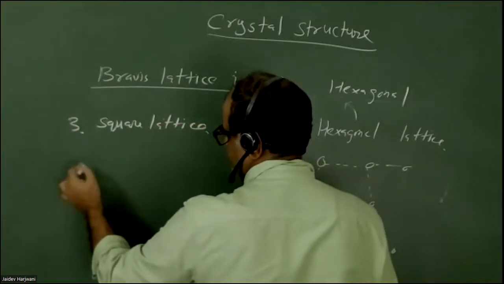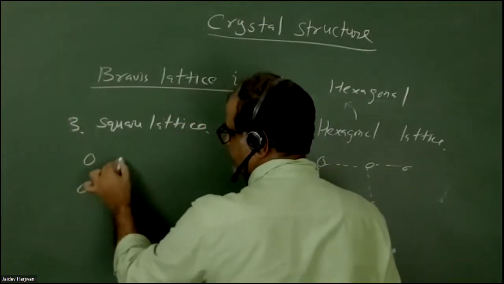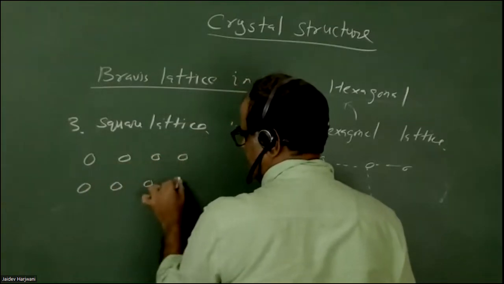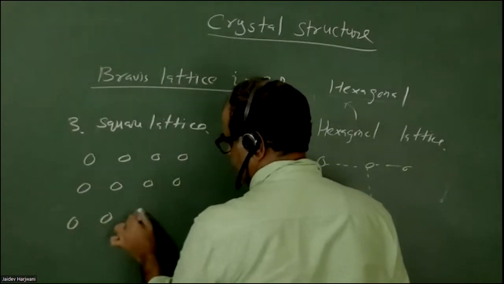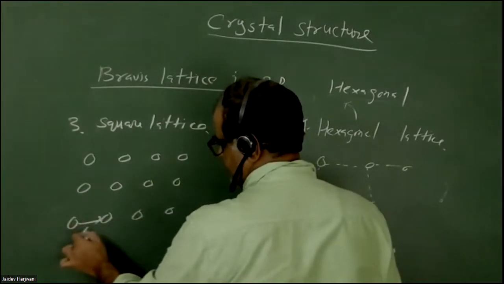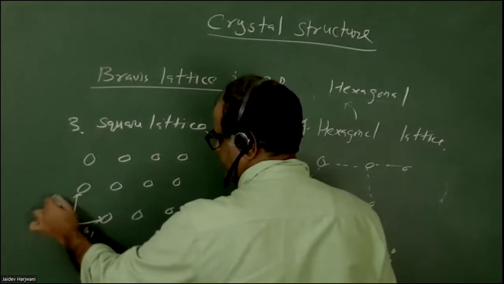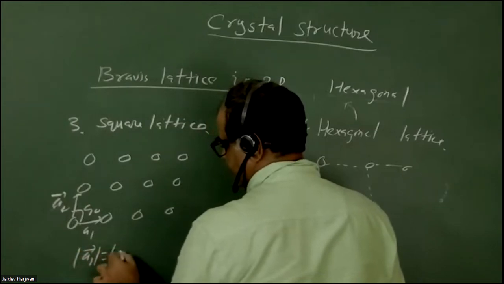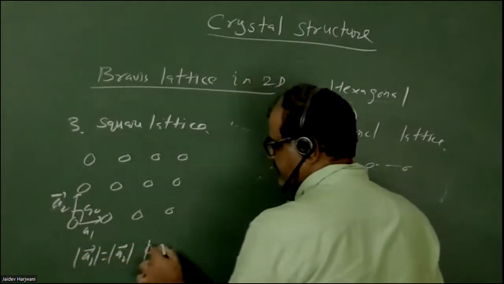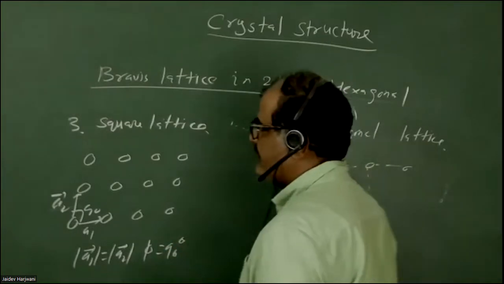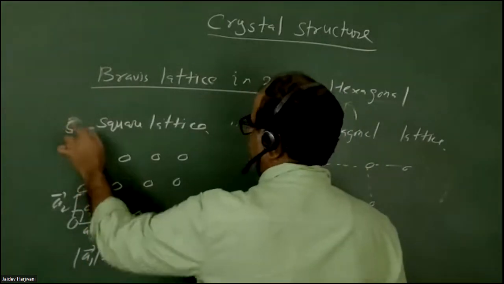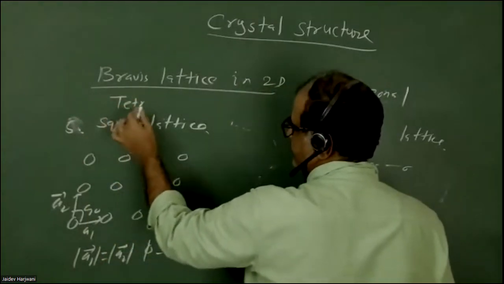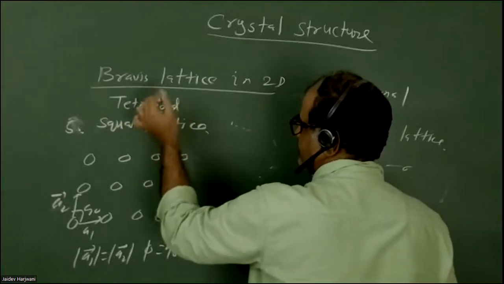So in the square lattice, points are separated by equal distance. This is your A1, A2, and this angle is 90. So your A1 is equal to A2, and your phi is also 90 degrees. So this is your fifth one, and this falls under the tetragonal class system.